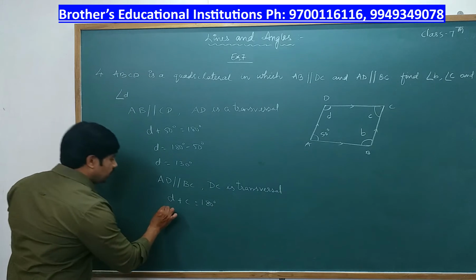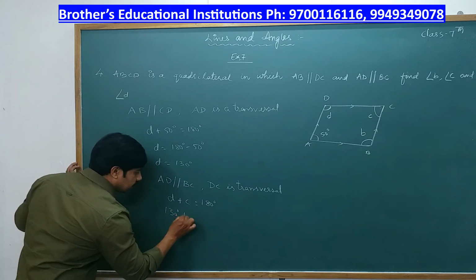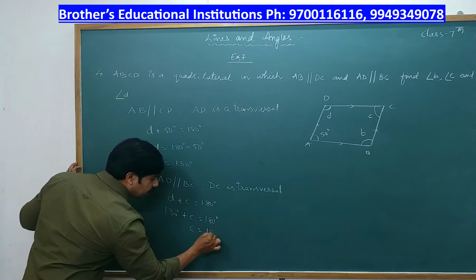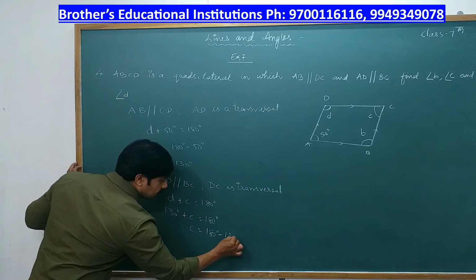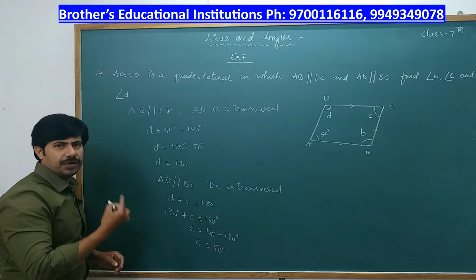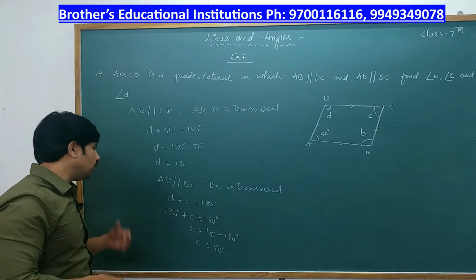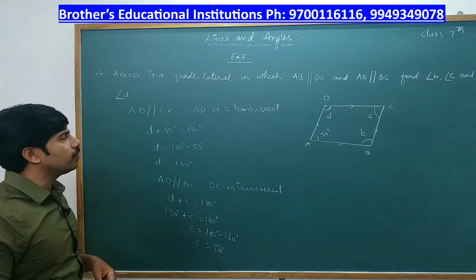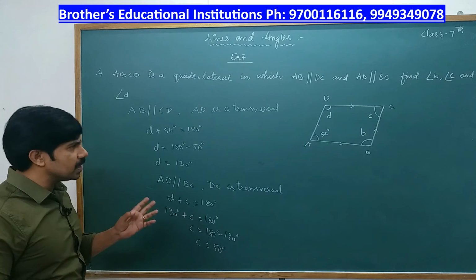So we have 130 degrees plus C is equal to 180. So what is C? It is 180 minus 130. So C will be 50 degrees. So we got D, we got C. Now we'll find out B. So how to find out B? Clearly B plus 50 is 180.